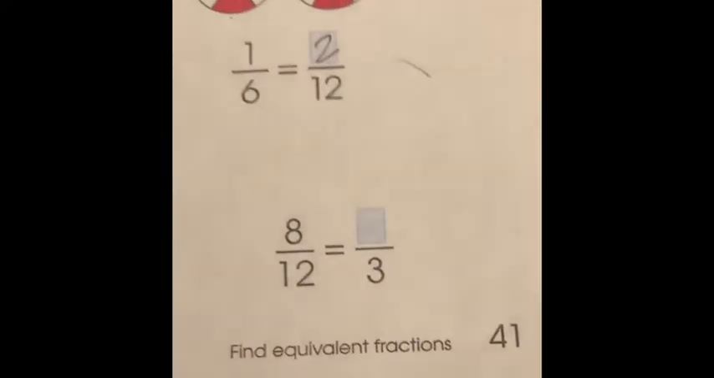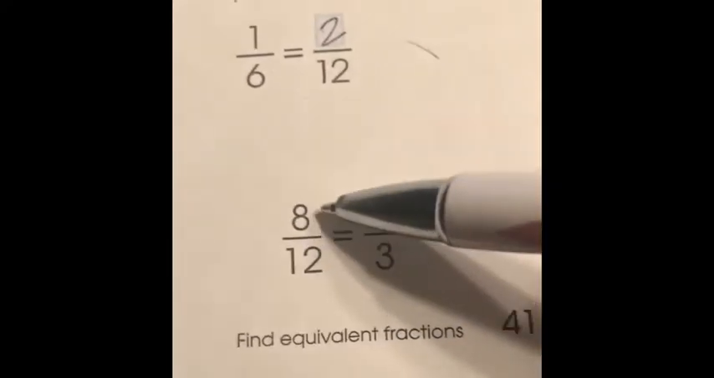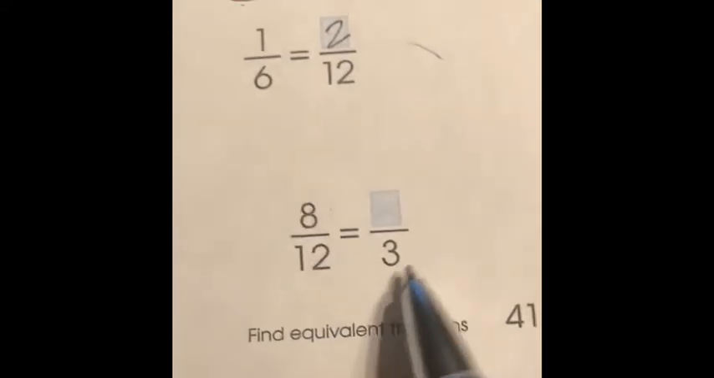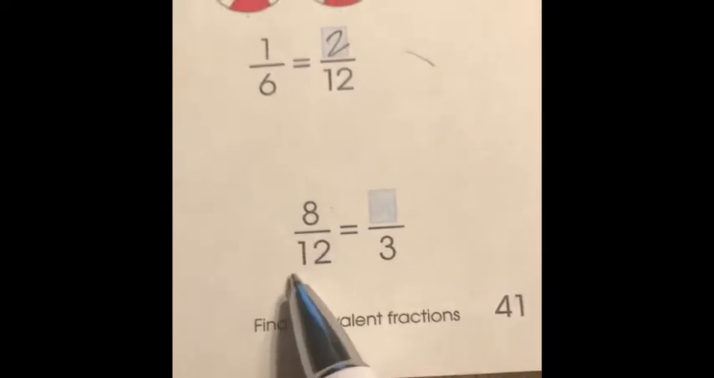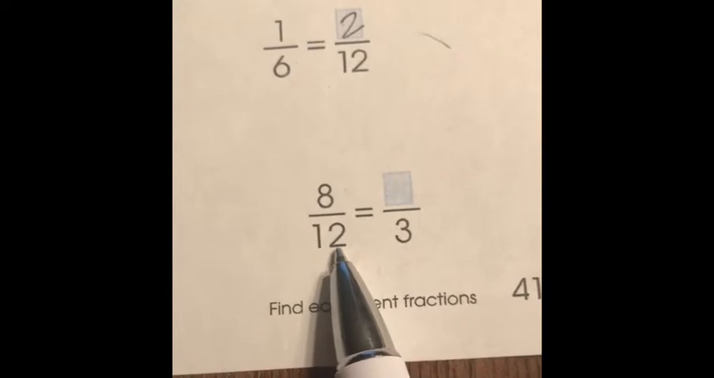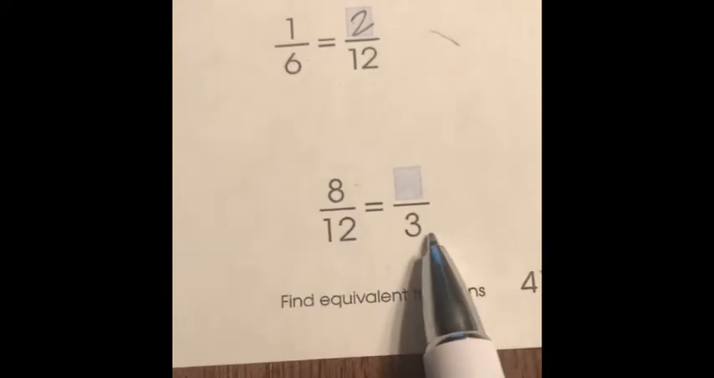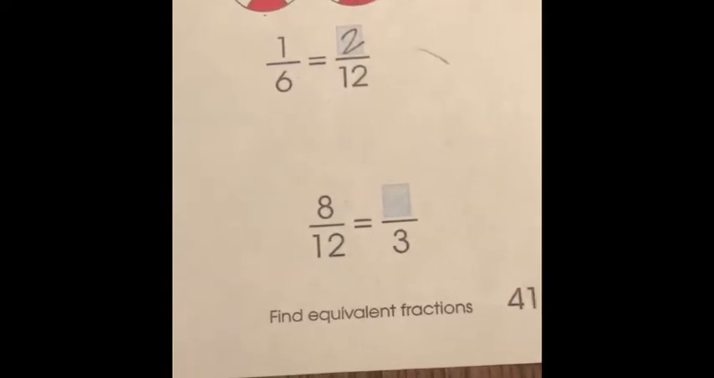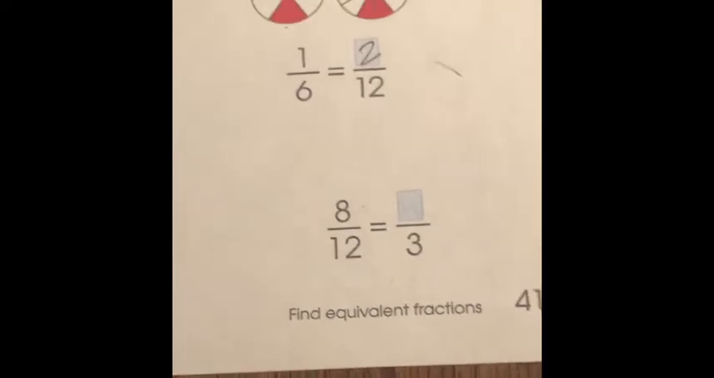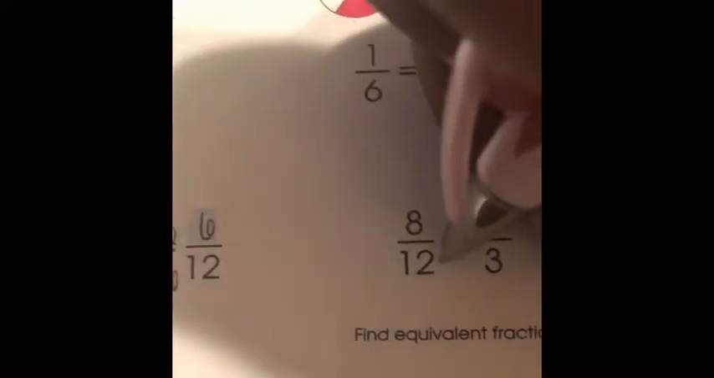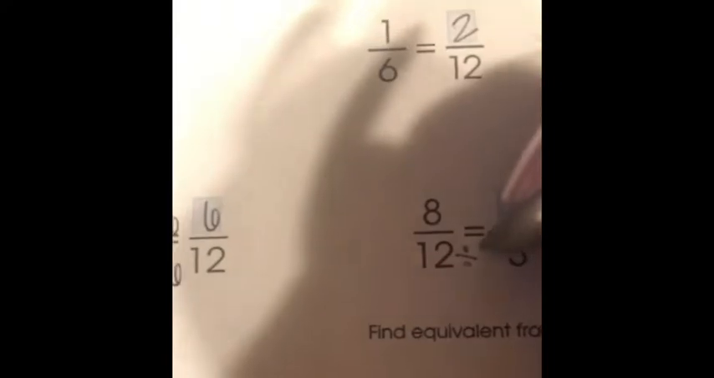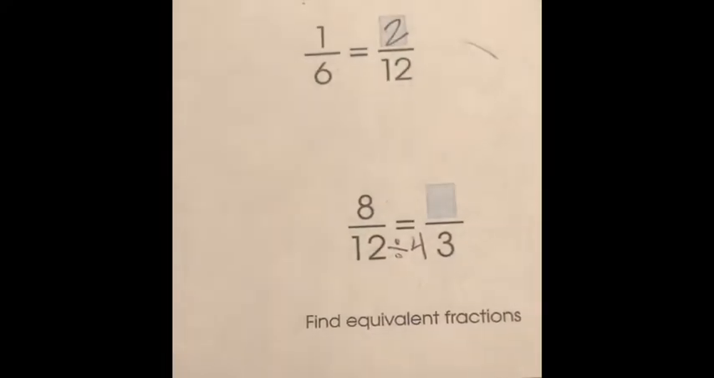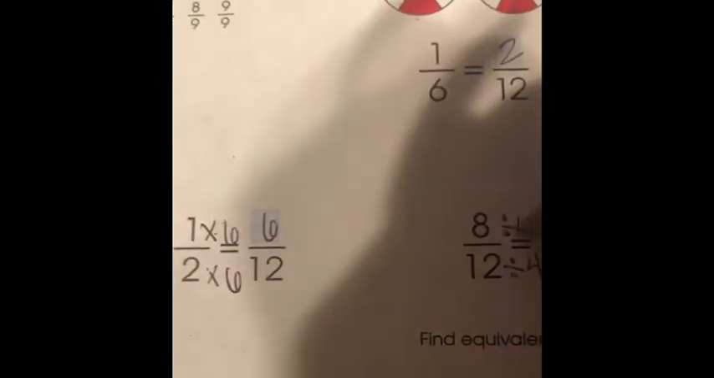Now here, we're going to have to divide because I see that I have 8 over 12 here, and that this number is going to be a 3. So when it's over here and you need to figure out what you need to do, you know that you have to divide because it's going smaller. When you are dividing, you are making numbers smaller. You are dividing a bigger number up into smaller sections. So I know that 12 divided by 4 gives me 3. And so whatever I do at the denominator, I need to do with the numerator. So 8 divided by 4 is 2.